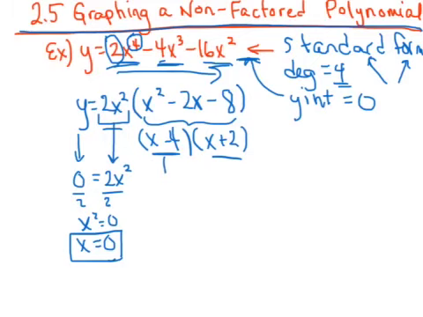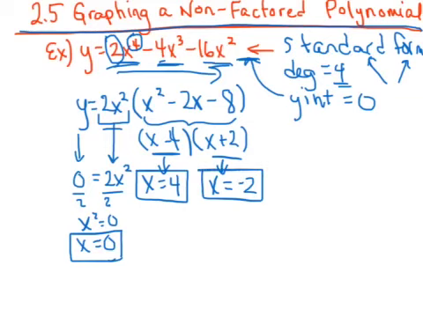I'm then going to set this factor equal to 0, and when we do that, we get that there's an x-intercept at x equals 4. So that's a second x-intercept. And I'm going to set this factor equal to 0, and so my third x-intercept is at x equals negative 2. So now I have my x-intercepts. Earlier we found our y-intercept and the end behavior. So we're pretty far on our way to graphing this.